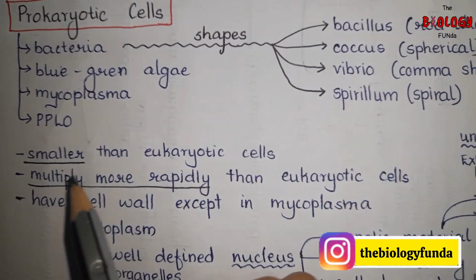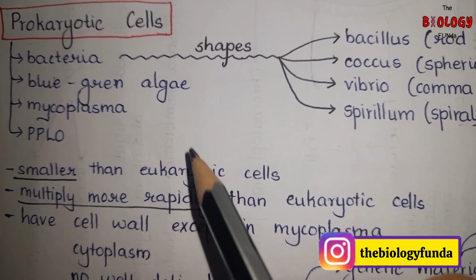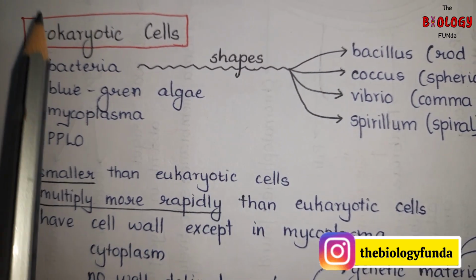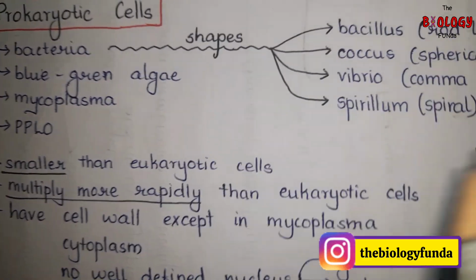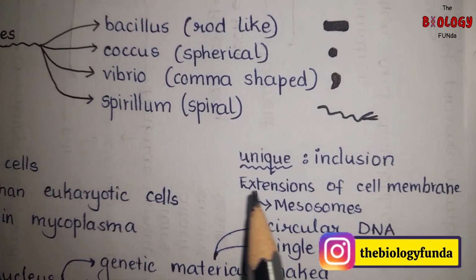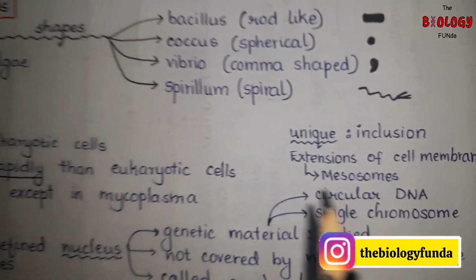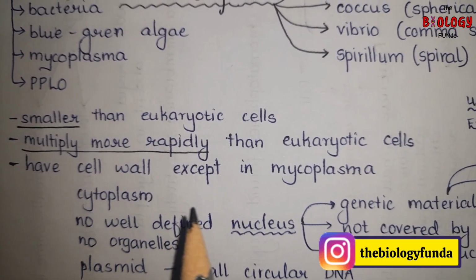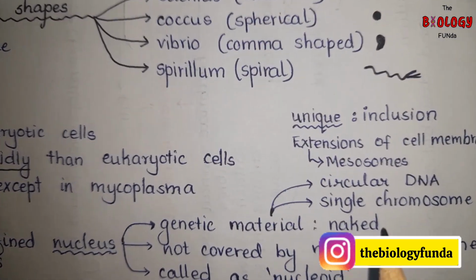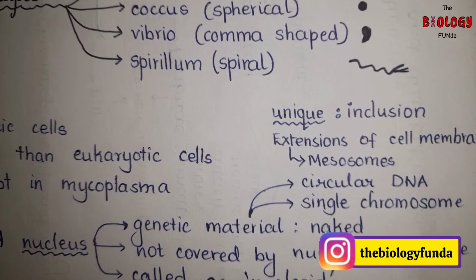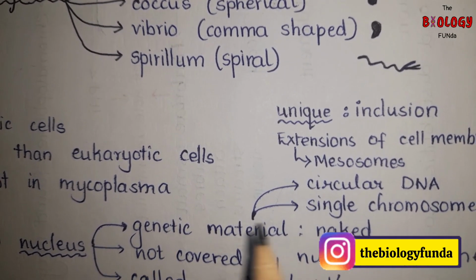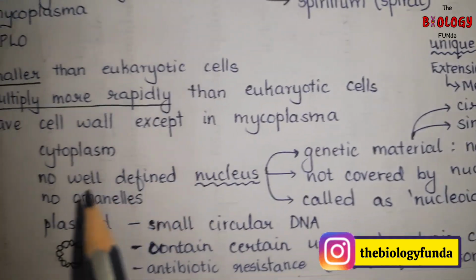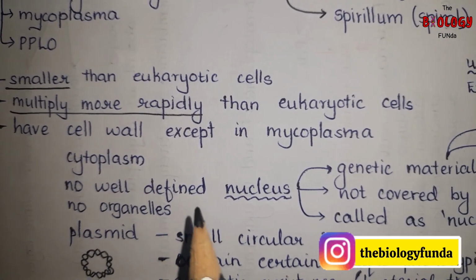Now, prokaryotic cells are smaller than the eukaryotic cell and they multiply more rapidly than eukaryotic cells. All the prokaryotic cells have cell wall except in mycoplasma. They also have cell membrane and there are some extensions of cell membrane called as mesosomes. The cytoplasm is present, which is a semi-fluid matrix of the cell. They do not have a well-defined nucleus. The genetic material is naked and it is in a circular DNA form, single chromosome, not covered by a nuclear membrane and obviously called as nucleoid. Organelles are absent except ribosomes.